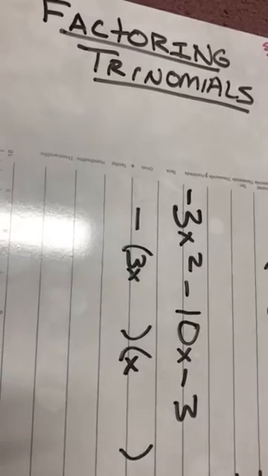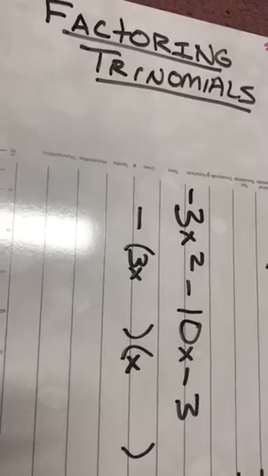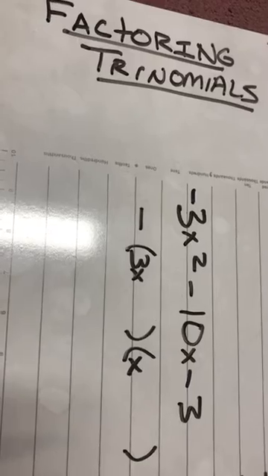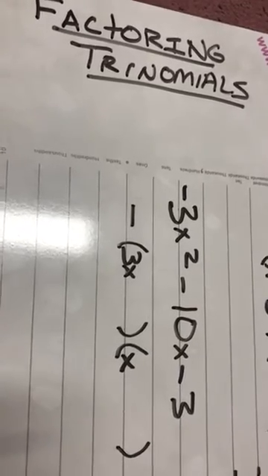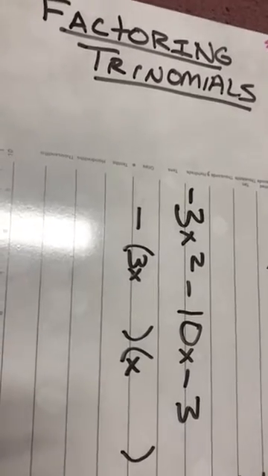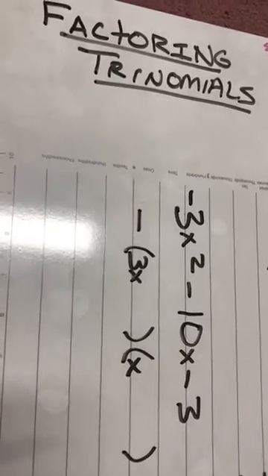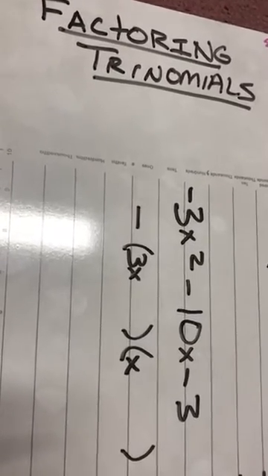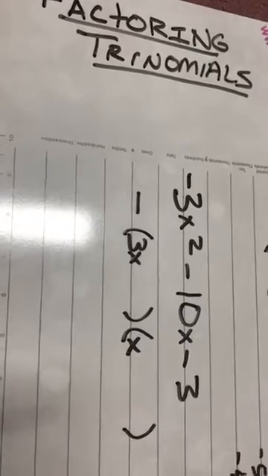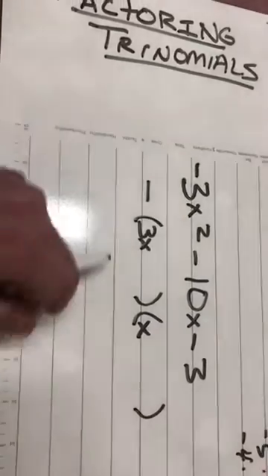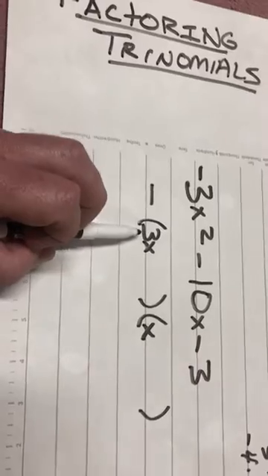If we stop and think about it, folks, that's not going to work. Because the only way that I'm going to get 3 through multiplication is 3 times 1. And 3 plus 1 does not equal 10. So what in the world is going on? Well, this is where this 3x comes into play.